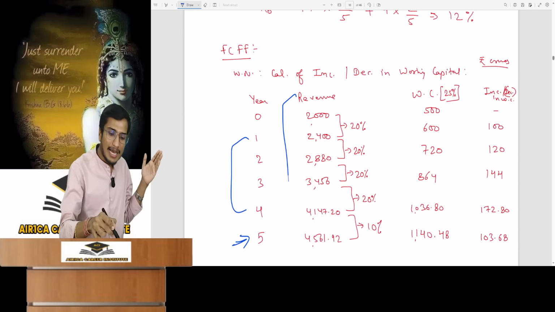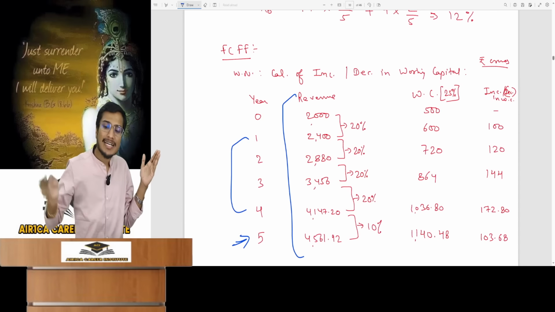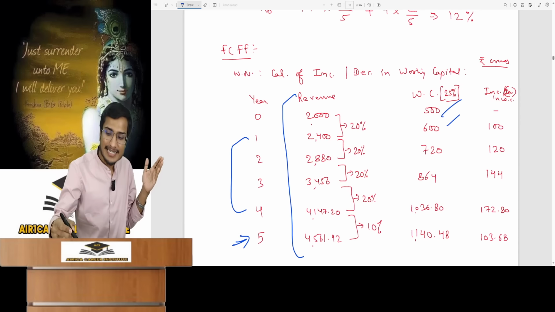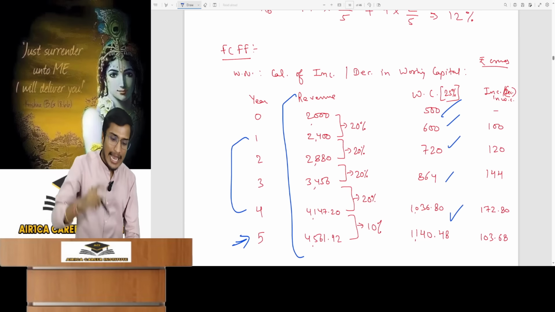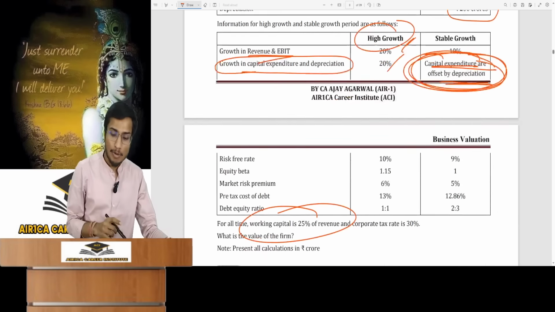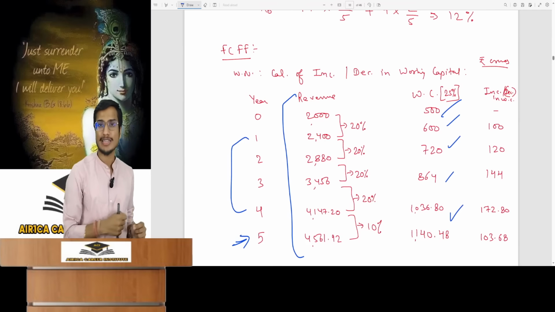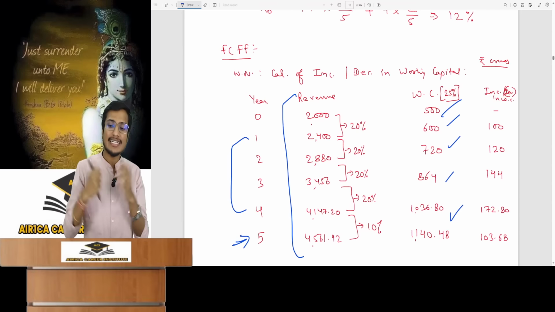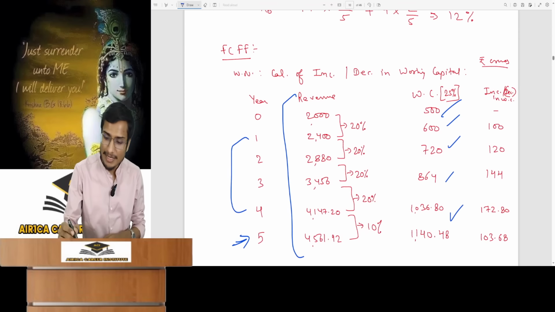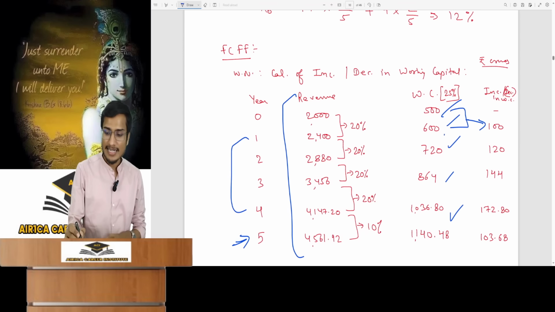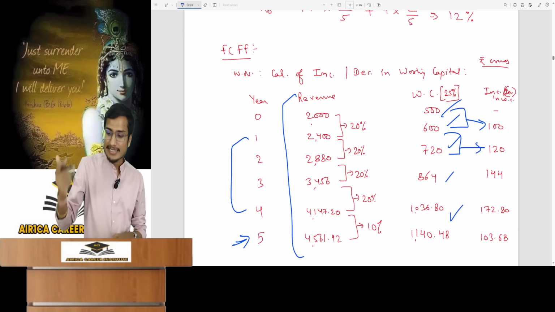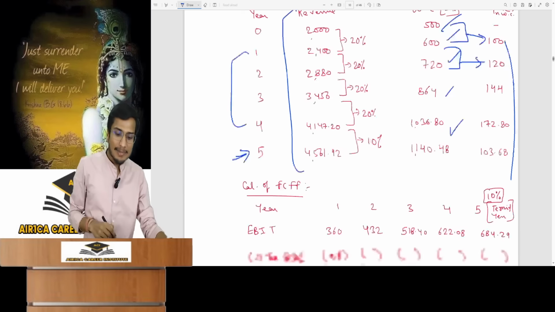So you need to find the revenue for each year. With the revenue, apply 25% for working capital, making yearly figures known. In such questions, the increase in working capital isn't given directly. Instead, the working capital percentage to revenue is provided, which you must maintain. Calculate the working capital change for the first year. There's an increase of 100 rupees. The second year increased by 120, calculated in the same way. Let's come to FCFF.